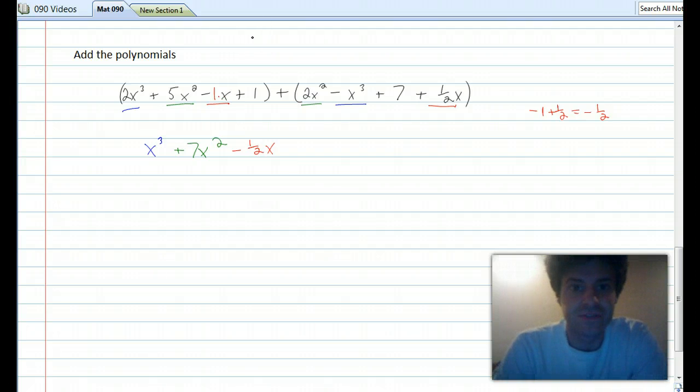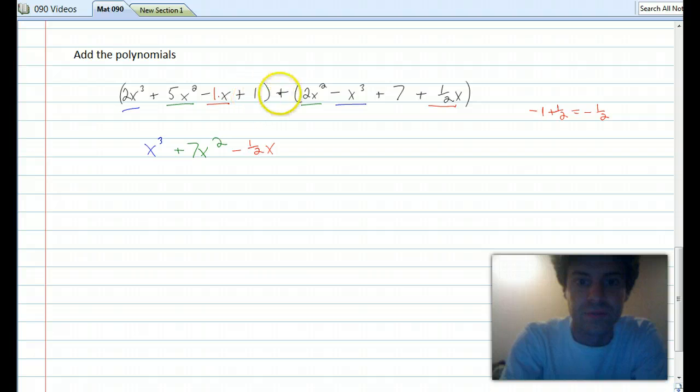What terms do we have left? We just have the constant terms left. The terms with no x's at all, just numbers. We have 1 plus positive 7. That's a plus 8, and that is how we add polynomials.